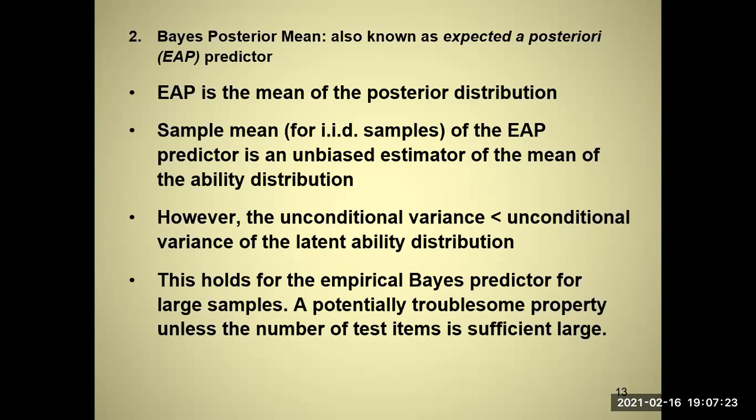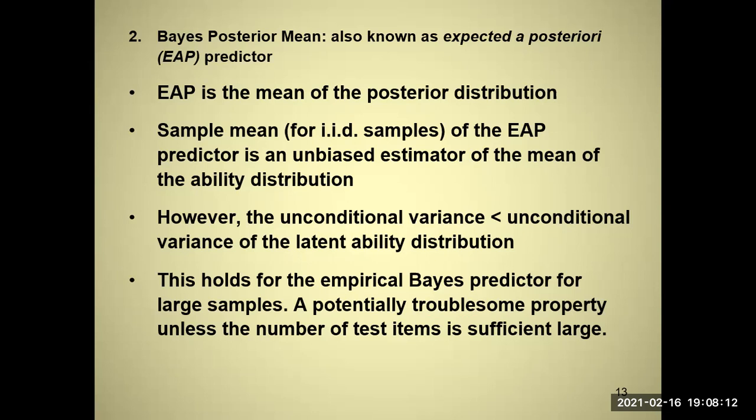There's EAP, or what's called the expected a posteriori, which is really the mean of the Bayes posterior distribution, the posterior Bayesian mean of that distribution. It's a mean of the posterior distribution itself. So the other one was the mode. This is the mean. The sample mean for IID samples, independently distributed samples, of the EAP predictor is an unbiased estimator of the mean of the ability distribution. So we've got some nice properties. However, the unconditional variance is less than the unconditional variance of the latent ability distribution. So you actually have this unconditional variance being different than the unconditional variance of the latent ability distribution.